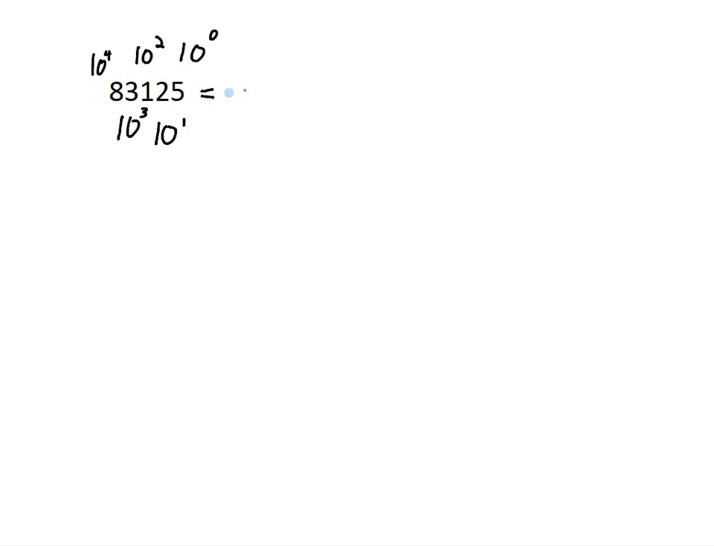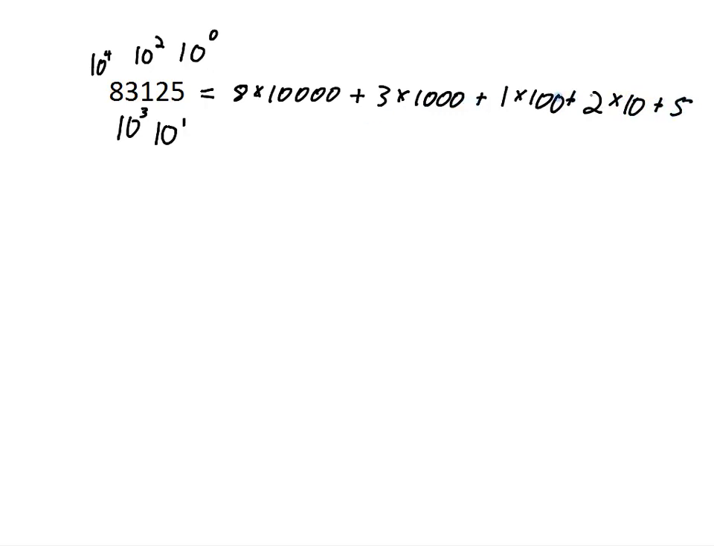So we could break this down to be equal to 8 times 10 to the 4th, or 8 times 10,000 for the 10,000s position, plus 3 times 10 to the 3rd, or 1,000, plus 1 times 10 squared, or 100, plus 2 times 10 to the 1st, which is 10, plus 5 times 10 to the 0, which is 5. Adding those numbers together, we get 83,125.